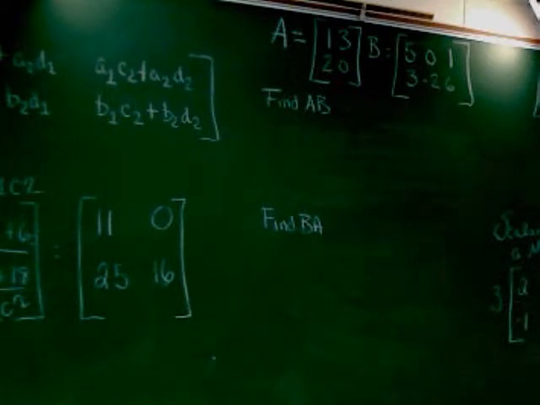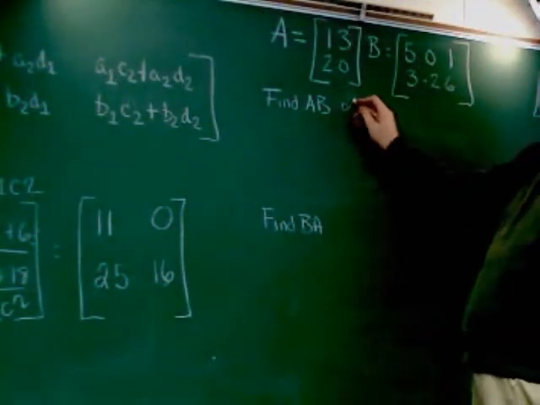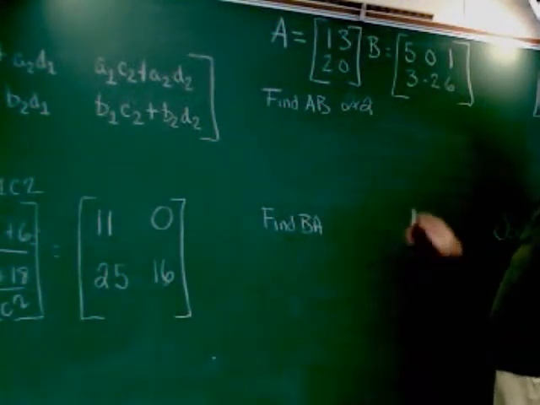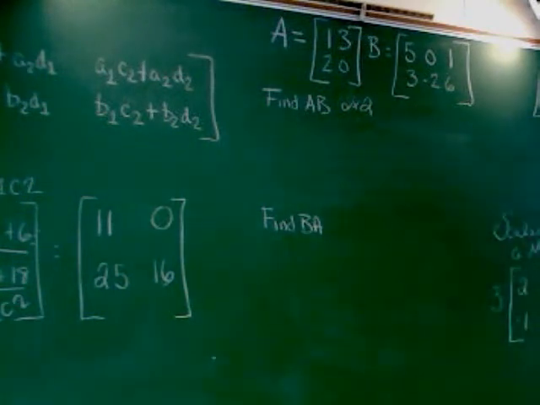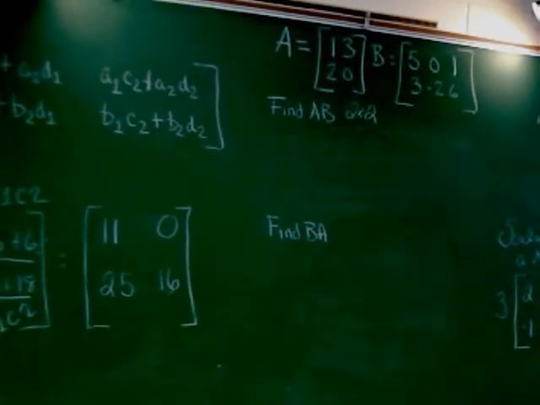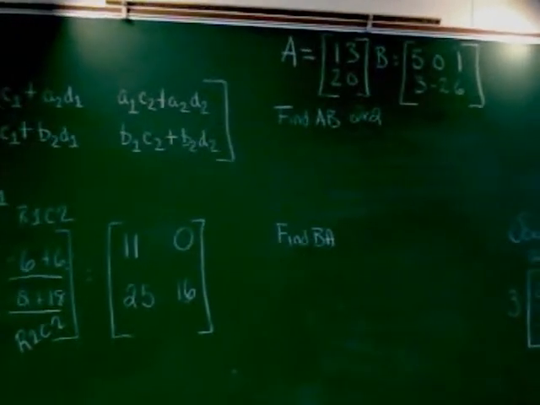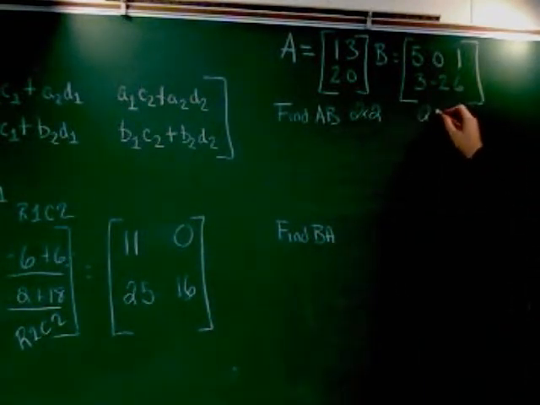Okay, so let's start with the dimensions. Go back to what we know. All right, the matrix on the left has how many rows and how many columns? Two rows and 2 columns, right. This is a 2 by 2 matrix. Okay, this matrix here has how many rows and how many columns? 2 by 3. That's a 2 by 3 matrix, exactly.